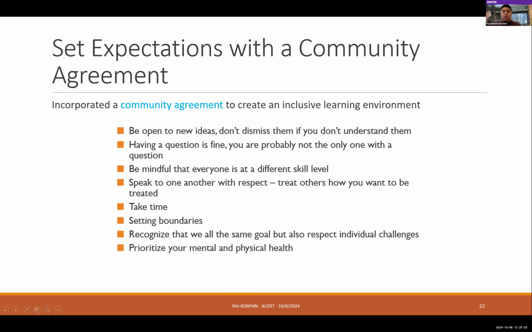So I think setting that tone from the beginning, right? This is right at the beginning. I introduce myself on the first day of class. I talk about what is the course. We go through the syllabus. And this is the very next thing after the syllabus, right? Our community agreement.